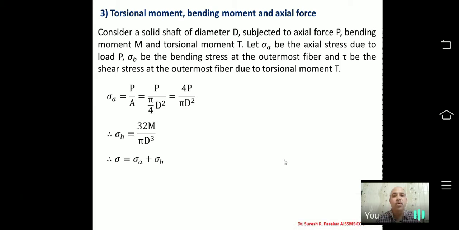Now when I go to find sigma, I have sigma A plus sigma B. Here we will calculate in this fashion, and by calculating we are going to get the value of sigma, and then we will get the value of tau. So knowing tau and knowing sigma, we are going to get the values of Pn1 and Pn2.